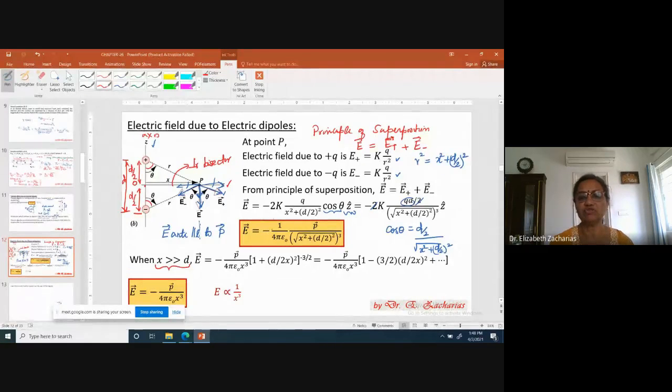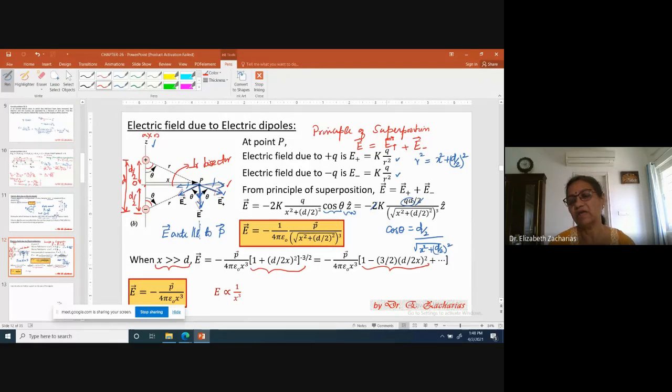Now what happens to this equation when X is much, much greater than D? For that, I just worked out one step here. Take this P, so minus P by 4 pi epsilon naught. Take out your X cube from here. When you take out your X cube, you will get the square root of 1 plus D by 2X whole square, whole to the power of 3. And then let us do a binomial expansion for that. When you do a binomial expansion, this is what you will get.